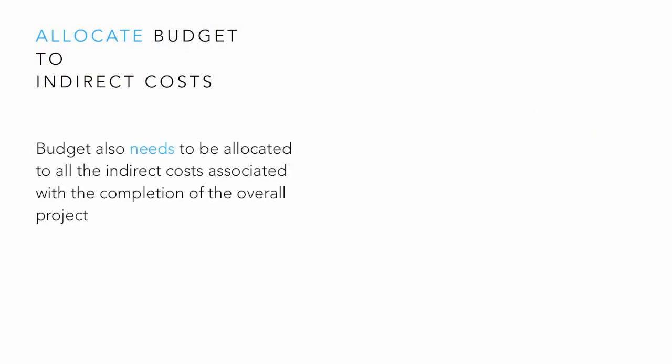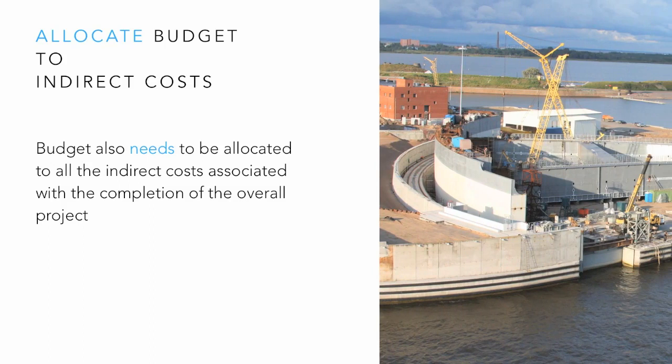Allocate budget to indirect costs. Budget also needs to be allocated to all indirect costs associated with the completion of the overall project. Some may be fixed items for the whole project, such as the cost of insurance, whilst others may be included as costs over time, such as the wages cost of a foreman as a cost per day or week. Contingencies can be allocated to any level of the work breakdown structure, dependent on the size and complexity of the project.